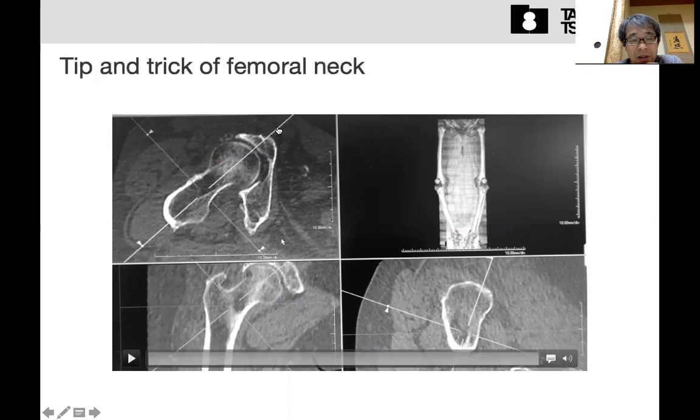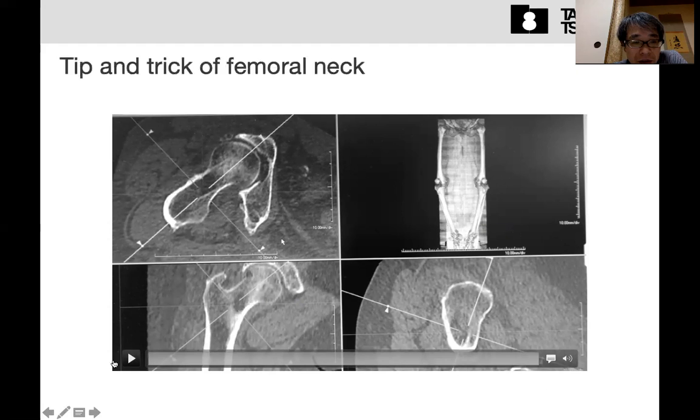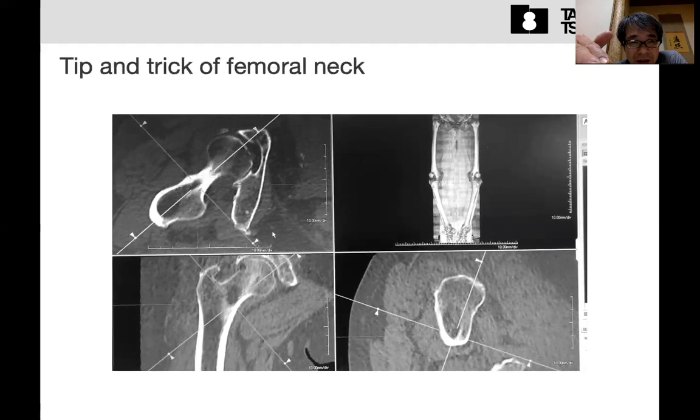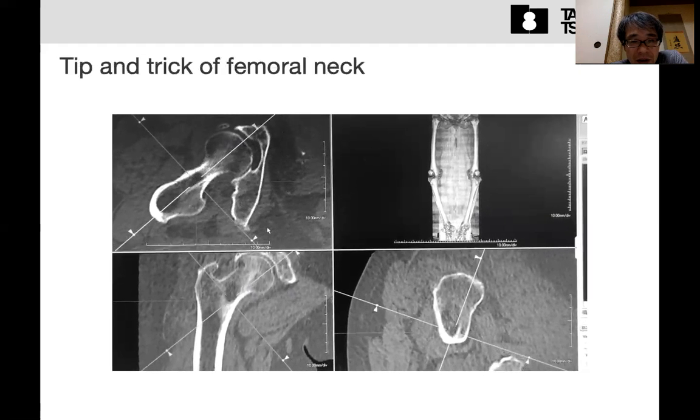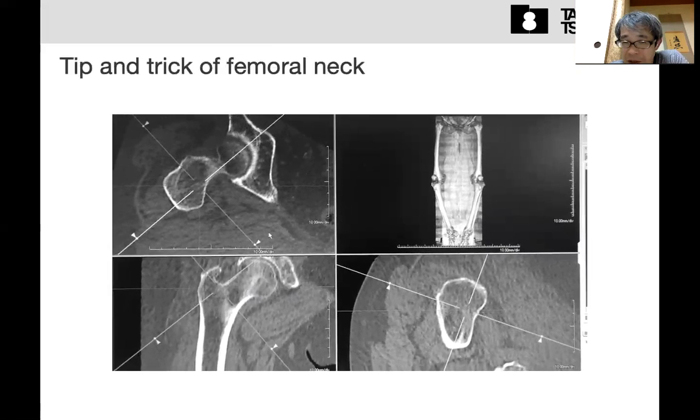this is just a line from the center of the shaft and the center of the femoral head. So naturally, in most cases, this line passes just a little bit posterior from the center of the femoral neck. What is interesting is, if the slice goes down, it comes to the lower end of the femoral neck. But in the middle and the upper, it passes posterior.